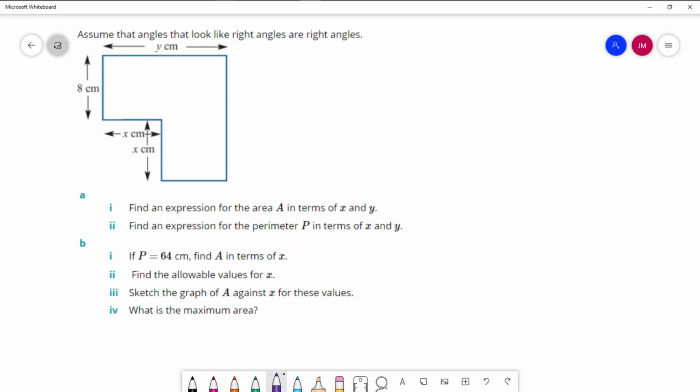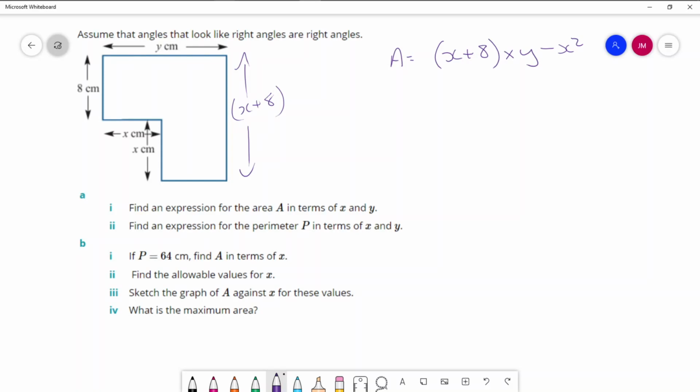We can say this total distance down here would be x plus 8 all the way down. And so my area would be x plus 8 times y, which gives the whole rectangle, and then we're cutting out this bottom corner down here. So I'm going to be minusing x squared from it. So that's in terms of x and y. Doesn't look too dissimilar to what we've done in the past.